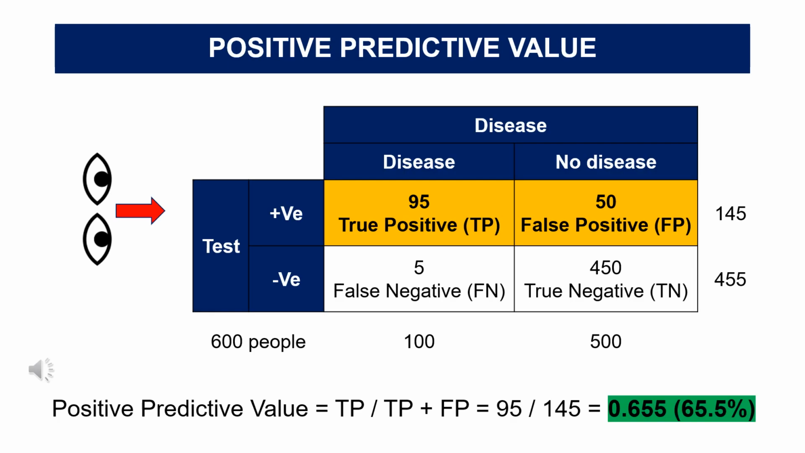Okay, there are 145 people who tested positive and 455 people who tested negative. The positive predictive value is the proportion of people with a positive test who actually have the disease. In this example, the positive predictive value is 65.5%.